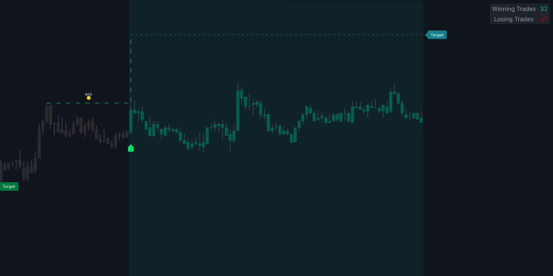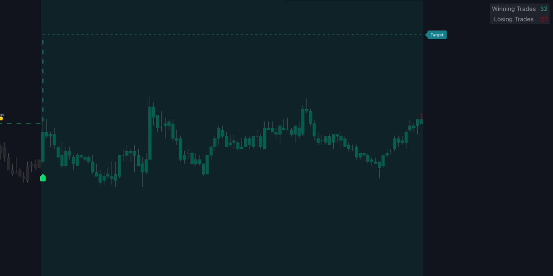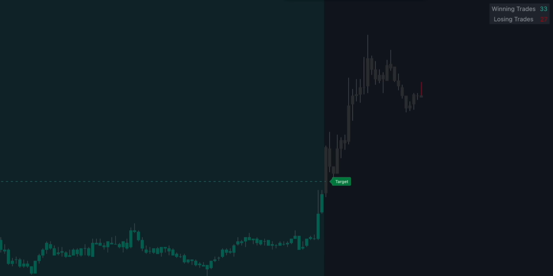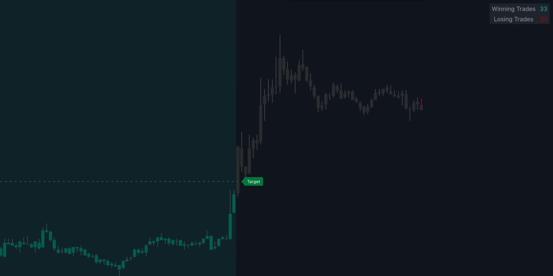In this comprehensive video tutorial, we will give you a blueprint on how to turn this magic indicator into a profitable trading strategy, which will put you so far ahead of your competition.